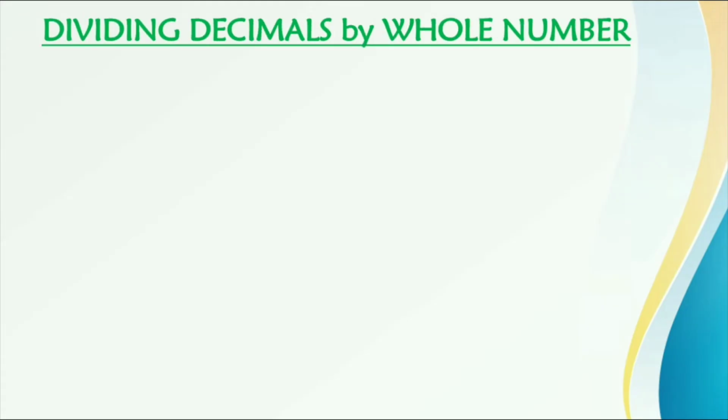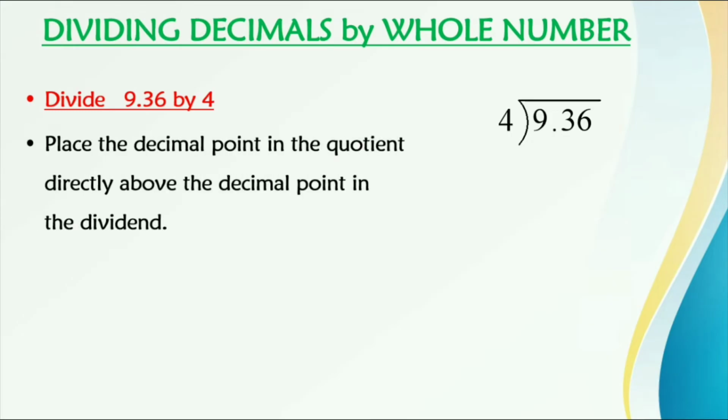Okay, so paano naman mag-divide ng decimals by whole number? Okay, so we have example here. Divide 9.36 or 9 and 36 hundredths by 4. So we have here 9.36 divided by 4. Okay, so we have steps to follow also sa pag-divide ng decimal. Okay, so kapag whole number na yung ating divisor, okay, yung ating divisor, yung nasa labas ng equation at yung nasa loob is na tinatawag natin na dividend at yung sagot naman natin is yung quotient.